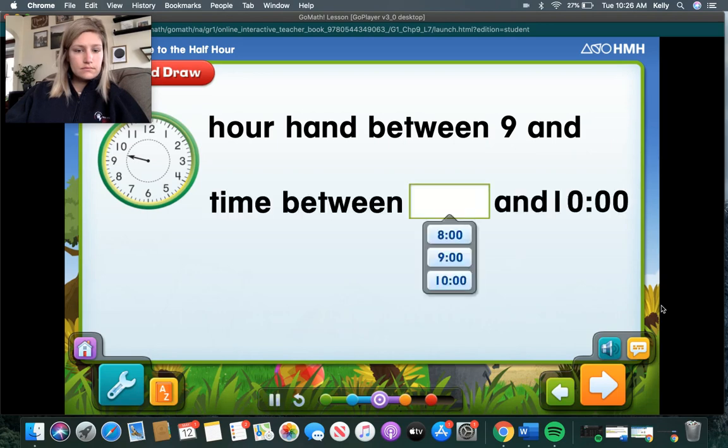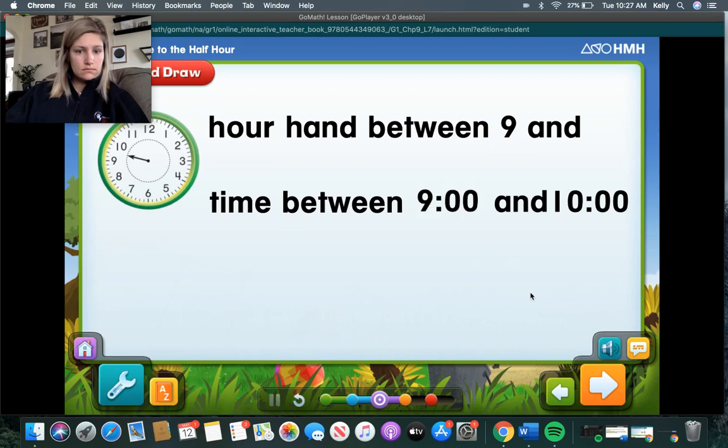So the time is between what time and 10 o'clock? So the time is between 9 o'clock and 10 o'clock. Great job! The time is between the hours of 9 o'clock and 10 o'clock.